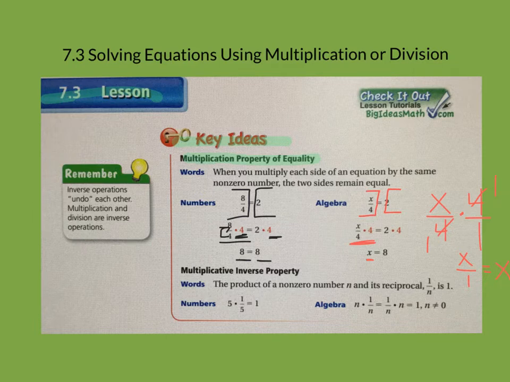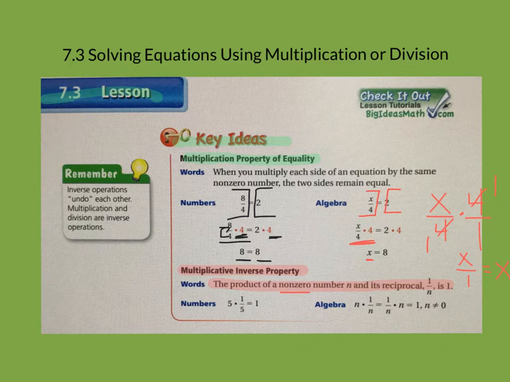Okay, multiplicative inverse property. This one's a little bit trickier to understand, but let me go through it and try to help you understand it. So first of all, I want you to write down multiplicative inverse property, okay? In words, it means the product of a non-zero number, n, and its reciprocal, 1 over n, is 1. Remember, we are talking about a non-zero number. So that's any number except for 0, okay?